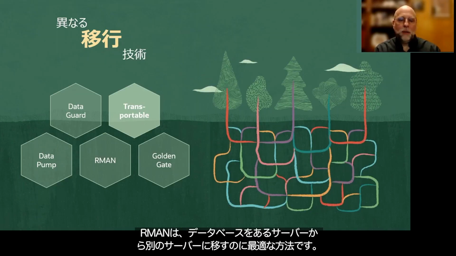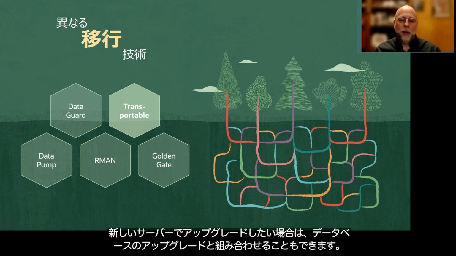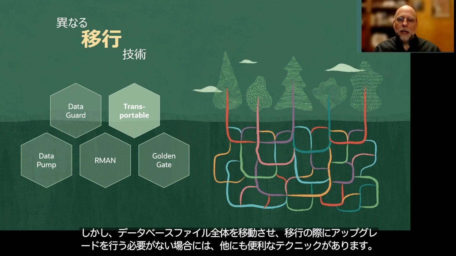So RMAN is a great way to get a database from one server to another, and you can even use incremental backups to reduce the downtime and combine it with a database upgrade if you want to upgrade on that new server. But there are other techniques as well that might be useful when you want to move entire database files and not have to do an upgrade when you're doing this migration.